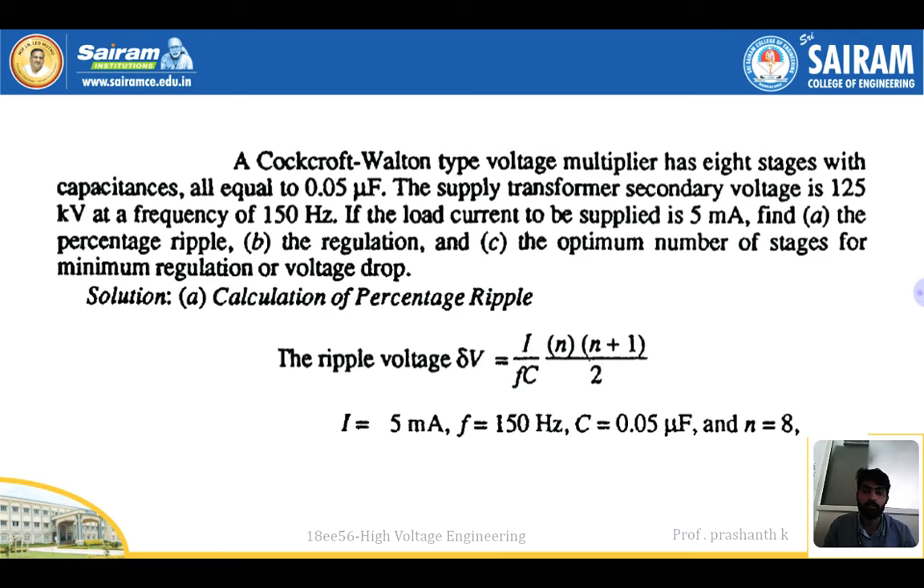Let us solve one problem based on generation of high voltage. In that we have generation of high voltage DC. In that we have a Cockcroft Walton type DC generator. So based on that, we're having a problem.